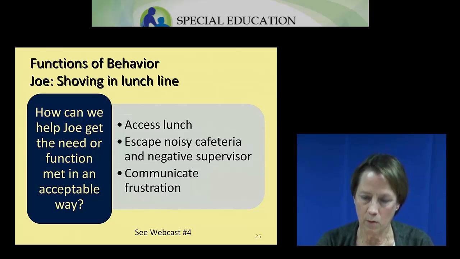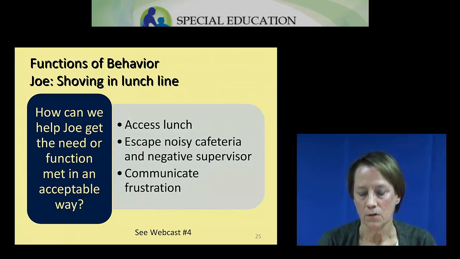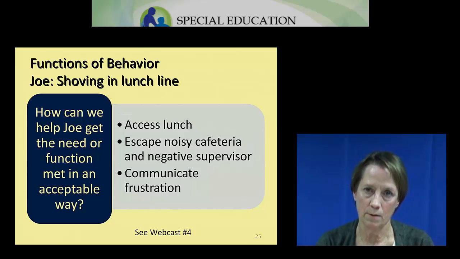Later, however, we might want to try to reduce the slow and fast triggers so that we can lead to more success while he's in the cafeteria. So now we're going to help him learn how to stand in line, and we're going to help him learn how to manage the noise in the cafeteria.